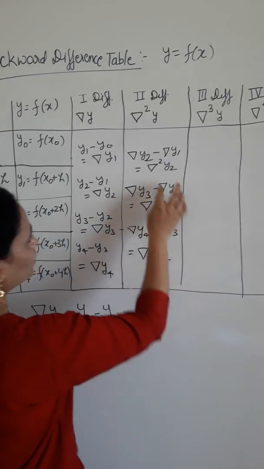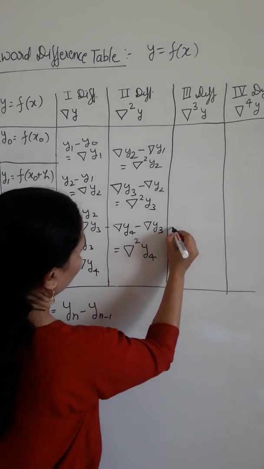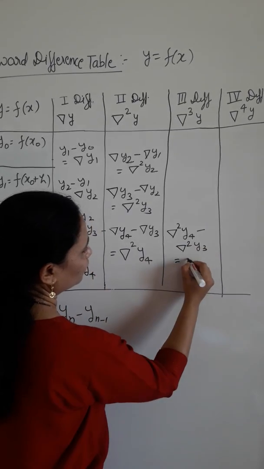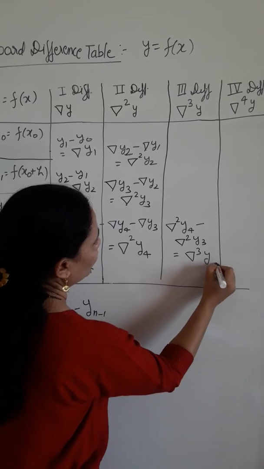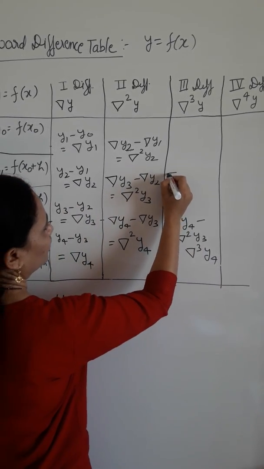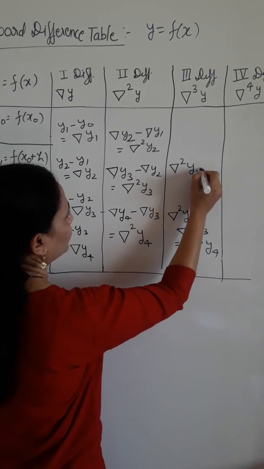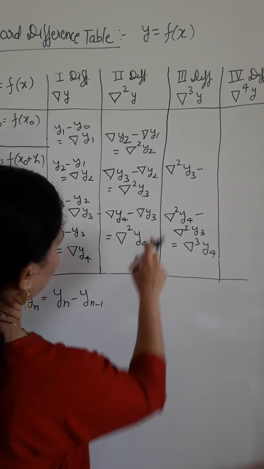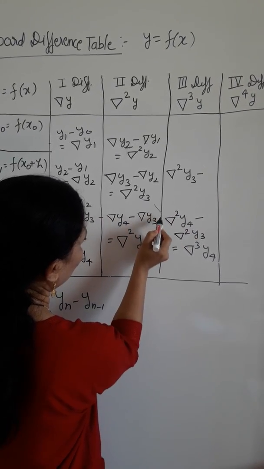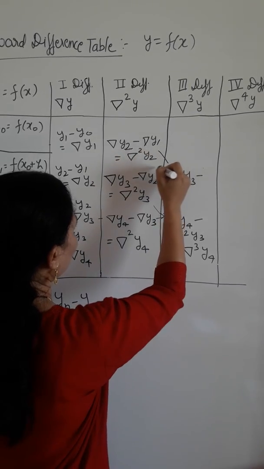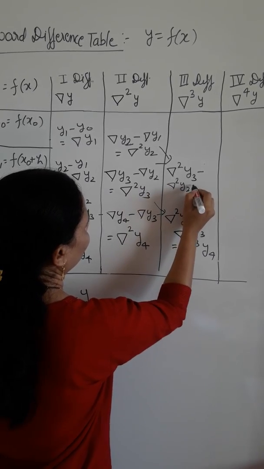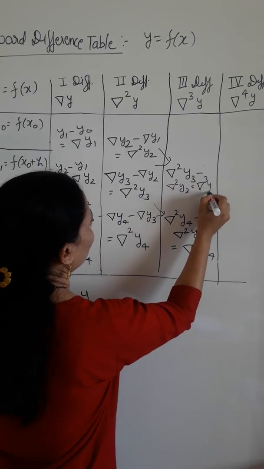Okay, so now go to the third difference. It will be nabla square y4 minus nabla square y3. What is this equal to? Nabla cube y4. Then nabla square y3 minus nabla square y2. This is the difference of these two. Okay, and this is the difference of these two. This is nabla cube y3.